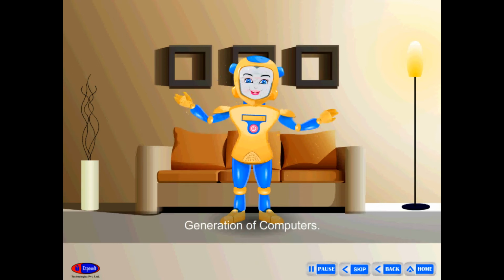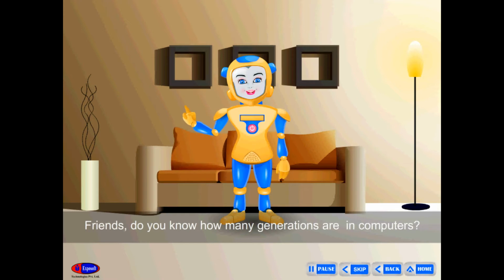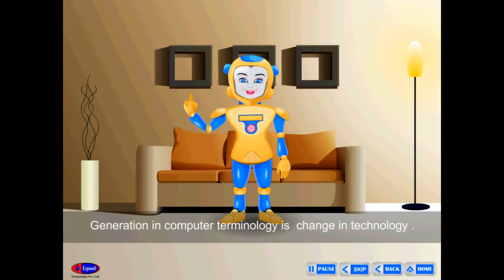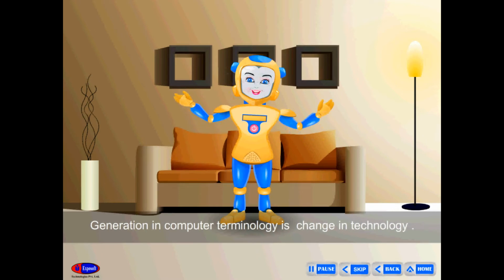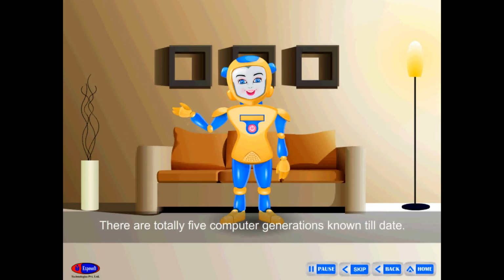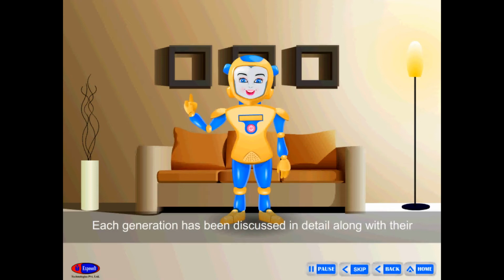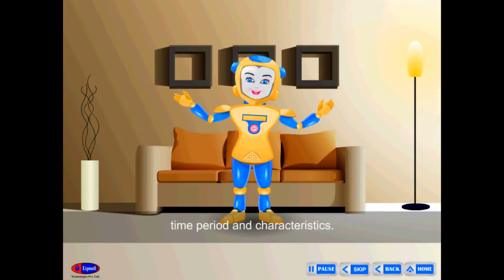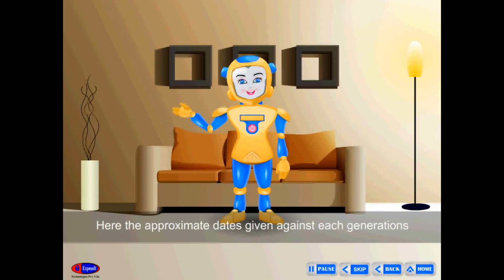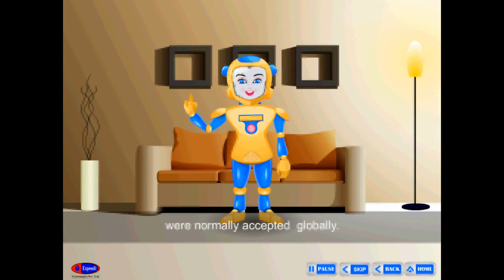individuals. Generations of computers. Friends, do you know how many generations there are in computers? Generation in computer terminology means a change in technology. There are totally 5 computer generations known till date. Each generation has been discussed in detail along with its time period and characteristics. Here, the approximate dates given against each generation are normally accepted globally.